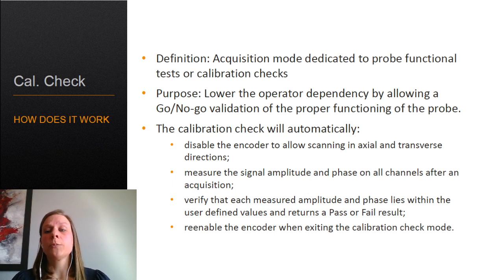When you enter the calibration mode, the encoder is automatically disabled, filter as well. When you click on the check button that we'll see later, the software will automatically check the amplitude and phase value and make sure that they are as required. And when you exit the mode, the encoder and filters will be re-enabled.